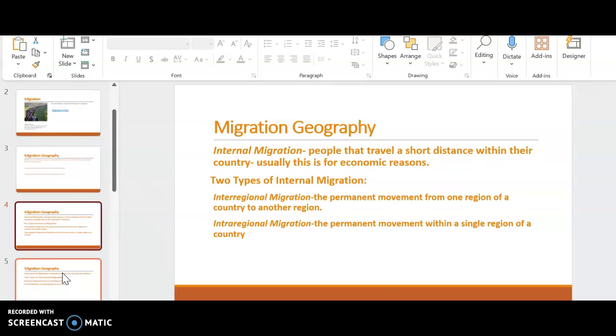When we're within a place and we move, so let's say if we're in the United States and we decide to move a short distance within your country, and most of the time this is for economic reasons, there are two types of migration typically. We either call it interregional or intra-regional. So interregional is the permanent movement from one region of a country to another region, and that's why we call it interregional. Intra-regional is when you move within a single region, like you stay within your region, but you just move from one place to another within that same region.